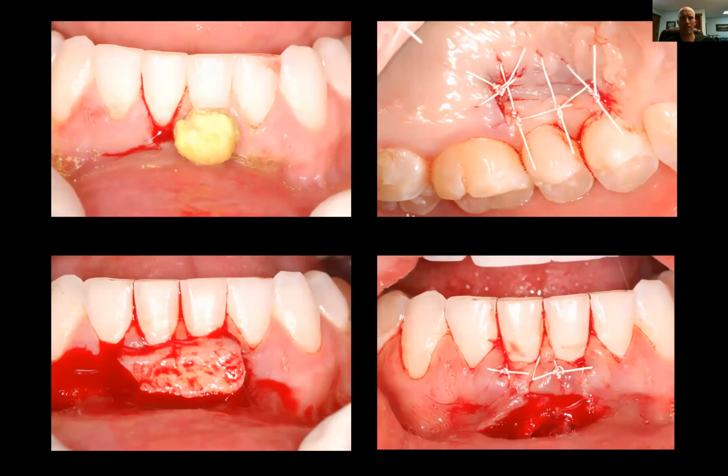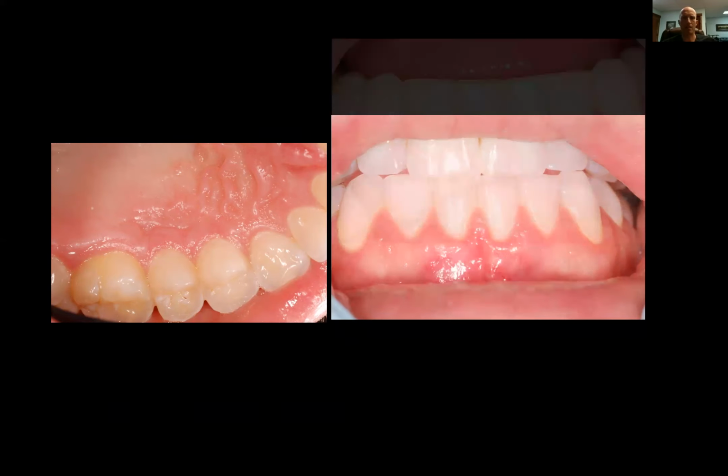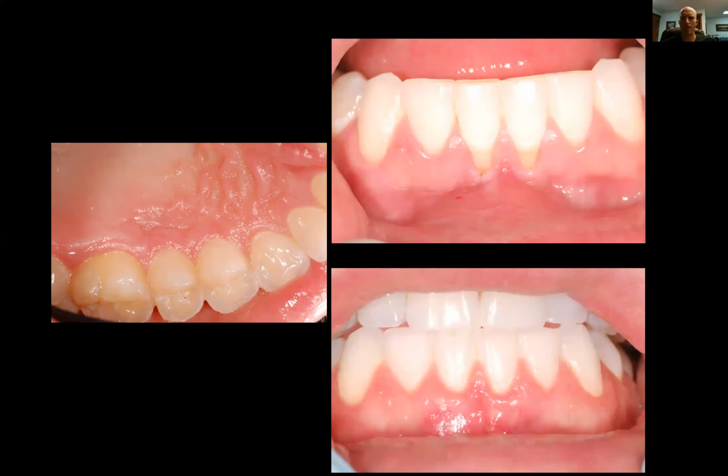Another case of tunnel technique. A combination here where we did a tunnel procedure in combination with a frenectomy. We see our donor site. Here we are 3 weeks after the surgery. We have complete coverage of those exposed root surfaces and very nice healing of the palate. Here's a before and after.